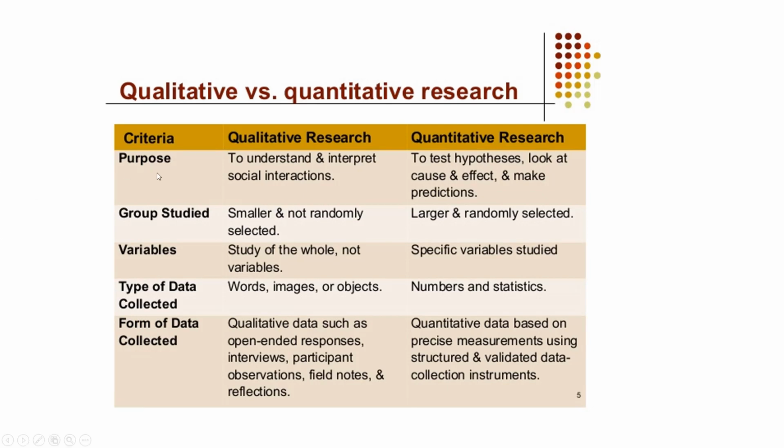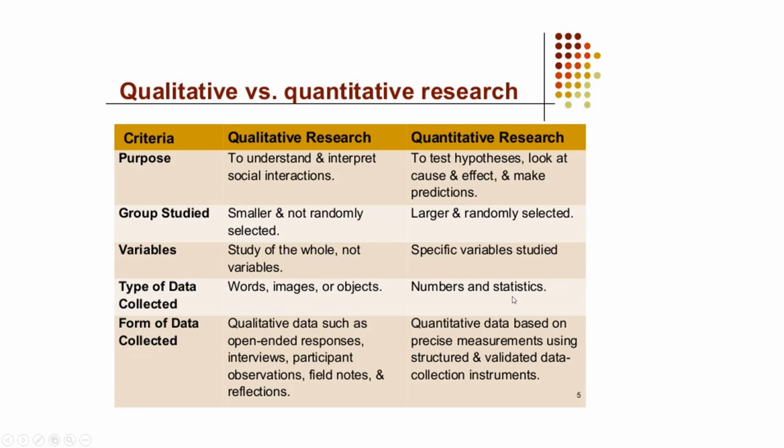So first of all, the purpose of qualitative research is to understand and interpret social interactions. Quantitative research is to test hypotheses, look at cause and effect, and make predictions. So the purposes are very different. The group studied in qualitative research is usually smaller and not randomly selected, whereas in quantitative research it is larger and randomly selected. The type of data collected in qualitative research is words, images, or objects, versus quantitative research, which is numbers and statistics.